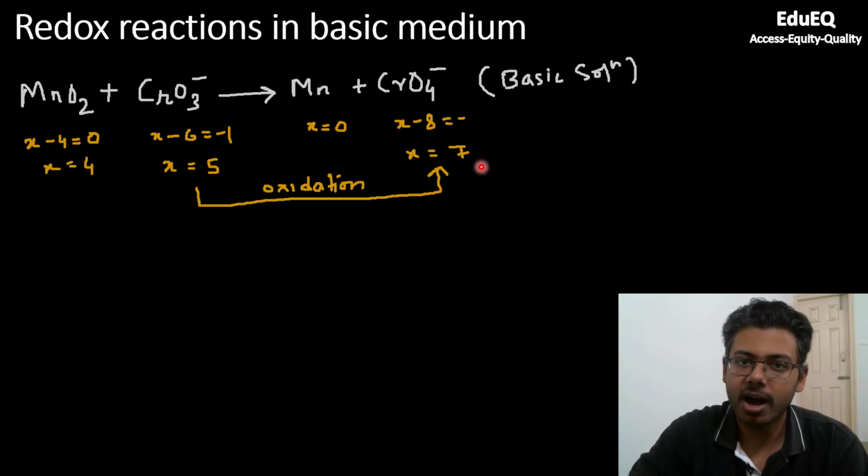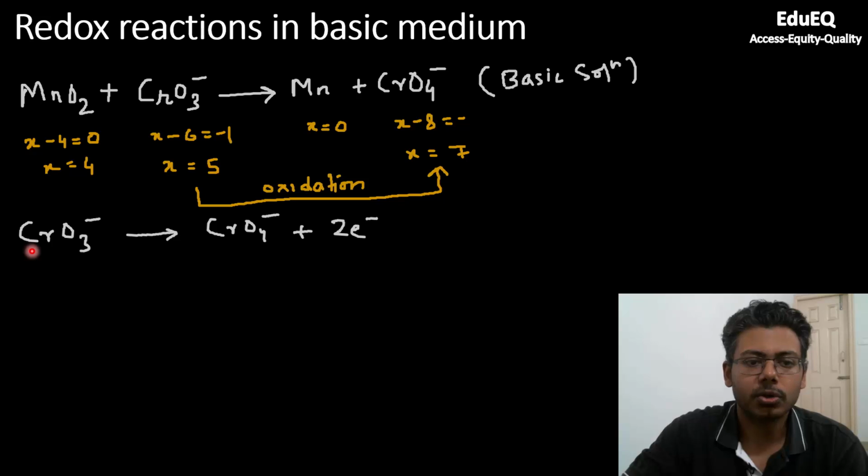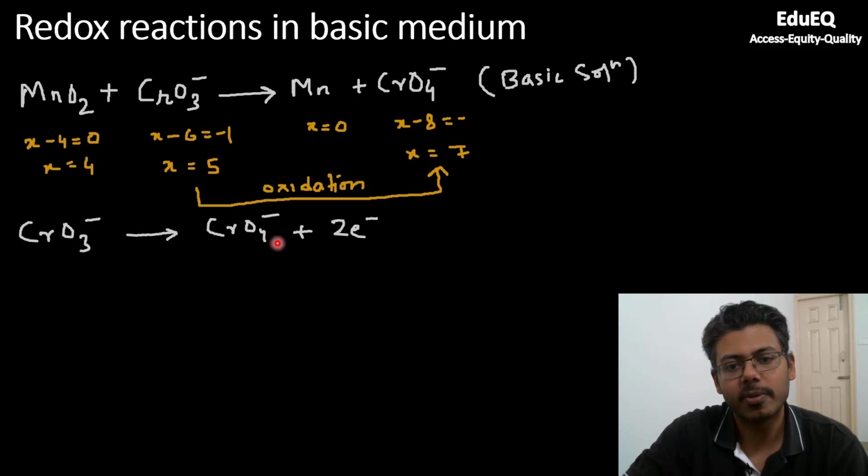Now we split it into half reactions. So CrO3 minus is changing to CrO4 minus plus 2 electrons. This is the oxidation reaction, and I have written it here. Here also you can see it's loss of electrons. So now this is done.